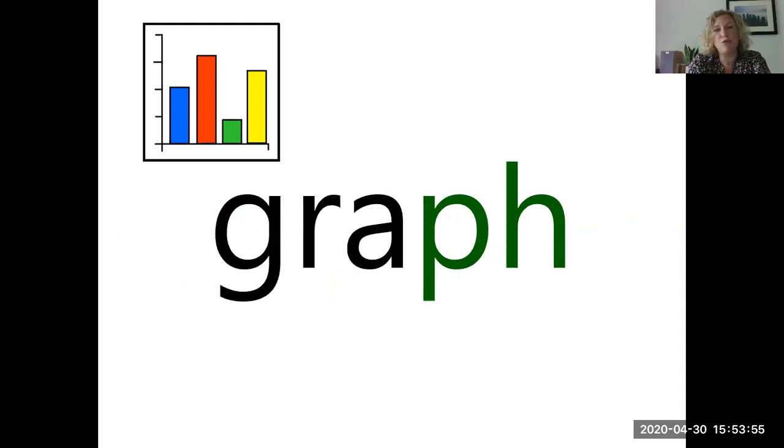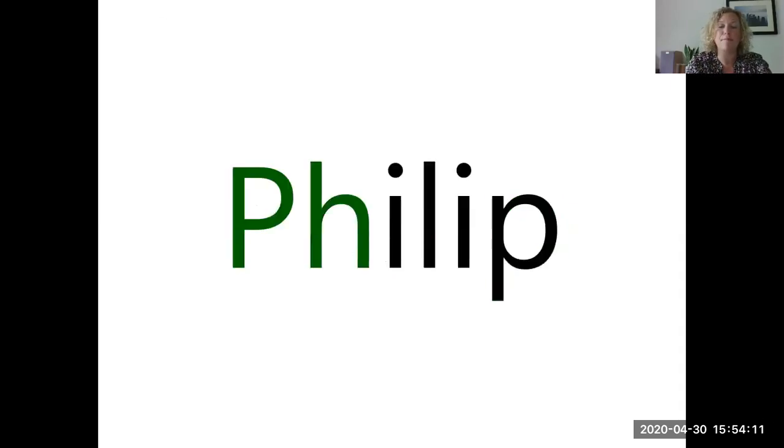Graph, this is something you make to show data, so things that you found out. So if you were wanting to find out how many children liked pears and apples in a class, you might make a graph to show it, and you'd be able to see by looking at the height of the two different parts of the graph which was most popular.